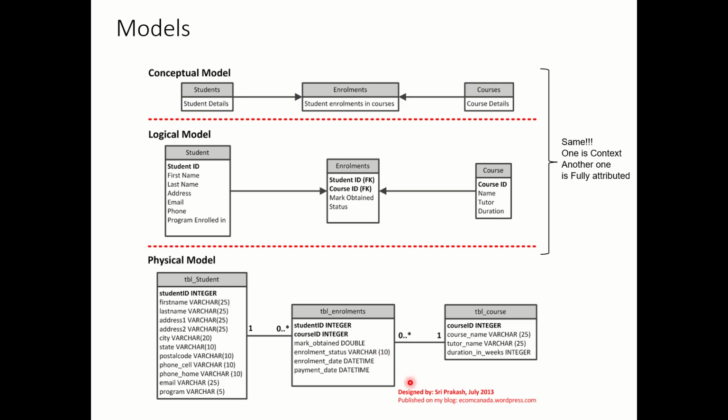So this is exactly this, from Sri Prakash, who has designed this based on the Ecom Canada WordPress. You could see that the conceptual level and the logical level are the same. Or you could also say that this is kind of the conceptual model, just the schema. Like the students, the enrollments, the courses, how the students are related. So you have students, you have courses, and how they are related to each other. And this is kind of a fully attributed structure. In the fully attributed structure, you have mentioned all the attributes which come into the picture, and then comes a physical model which tells you how they are going to be implemented and what the relationships between them are.